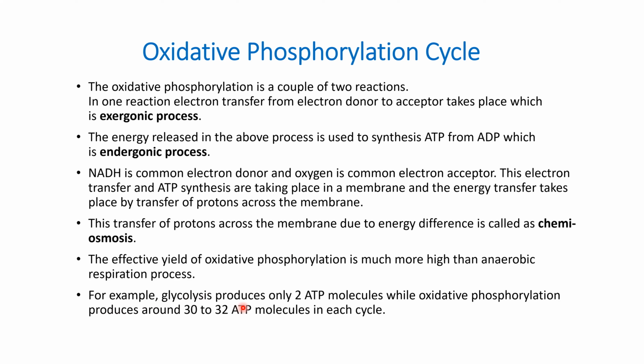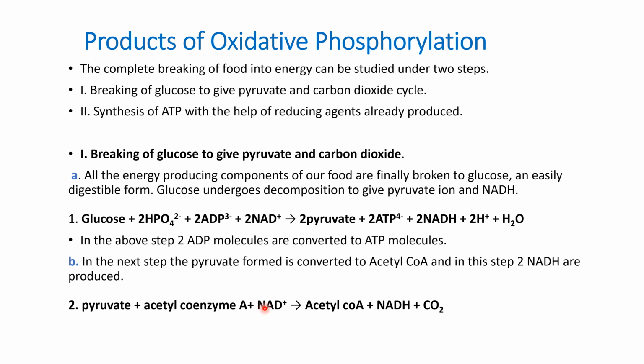For example, glycolysis produces only 2 ATP, which is not an oxygen-dependent mechanism, while oxidative phosphorylation produces around 30 to 32 ATP molecules, right? Here you can have a comparison, and this is a drastic difference: 2 versus 30 to 32. So here is a huge number of ATP we get in oxidative phosphorylation in aerobic respiration. Product of oxidative phosphorylation.